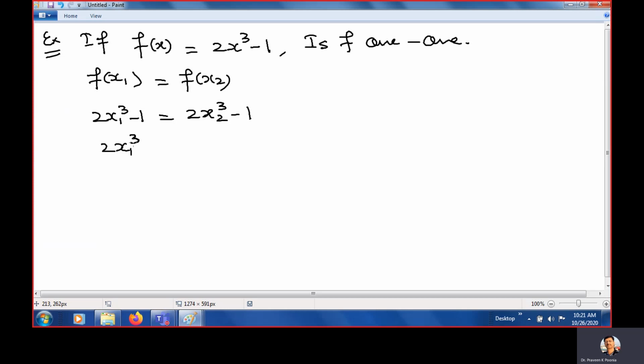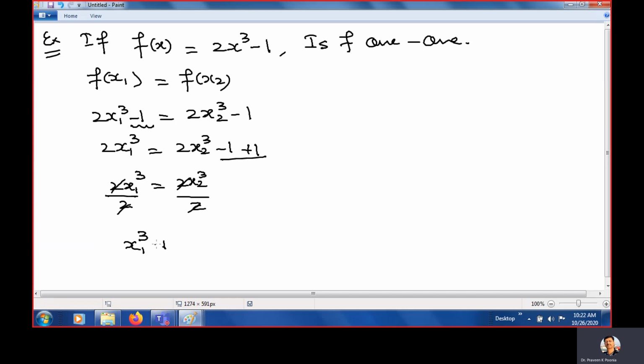So 2x1 power 3 equals 2x2 power 3 minus 1, and now shift this minus 1 to this side. It is plus 1. This cancelled. So what we are getting? 2x1 power 3 is equal to 2x2 power 3. Divide by 2 on both sides. So this 2 cancels this 2. What we are getting? x1 power 3 equals x2 power 3.